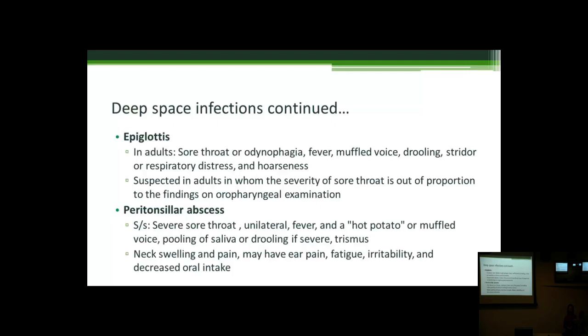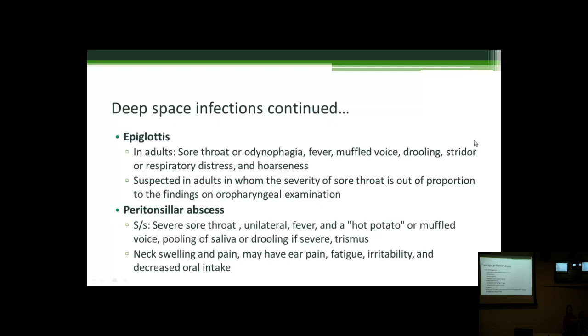Peritonsillar abscess is a deep space abscess that's above and behind the tonsil. This is not the same as tonsillitis, and this is the actual formation of an abscess deeply rooted in the retropharyngeal area that can cause severe issues with airway, breathing, swallowing, and severe pain. And so these patients actually need to be seen by ENT as soon as possible.